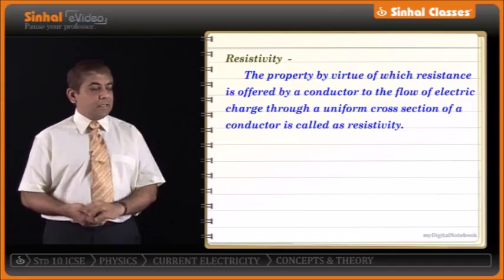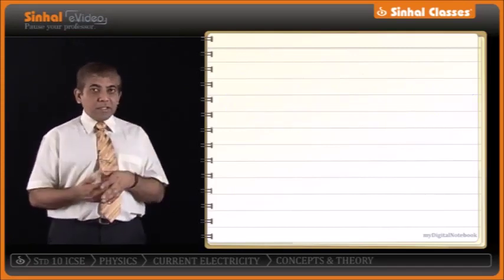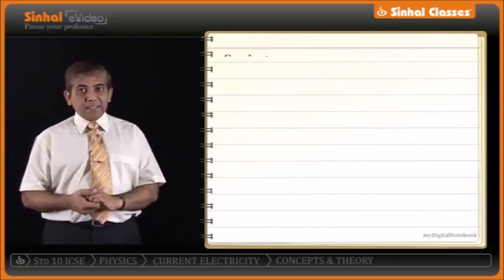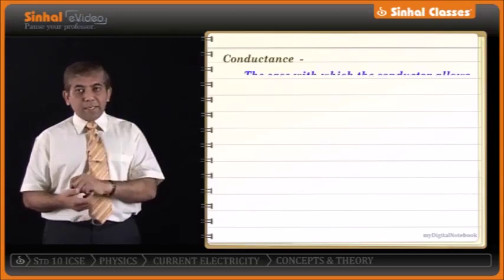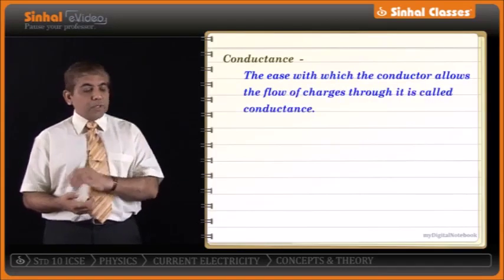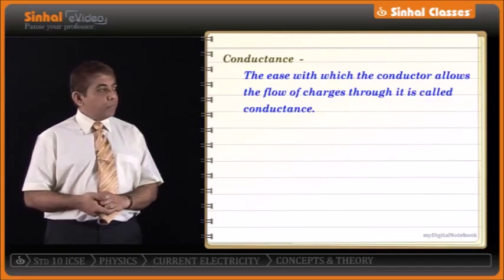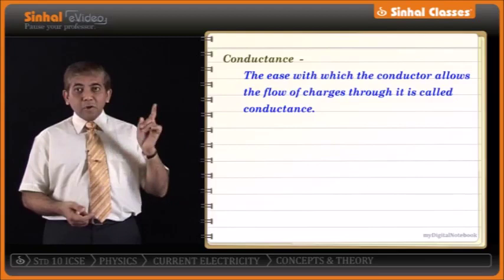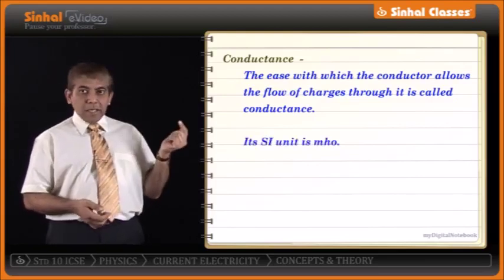Resistance, resistivity. Similarly, opposite to the opposition or obstruction, we have something known as conductance. The ease with which a charge flows through a conductor is called conductance. It is definitely opposite to resistance, or the reciprocal of resistance. SI unit of resistance is ohm. SI unit of conductance is ohm written in the reverse order, that is mho.